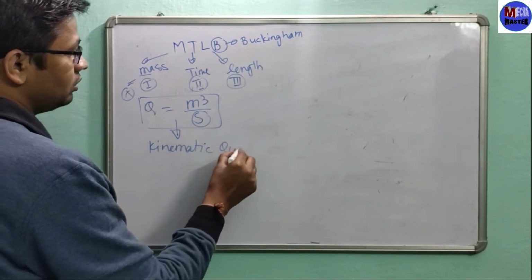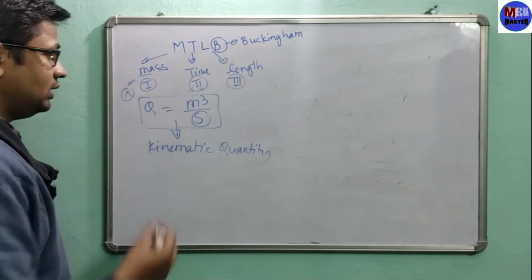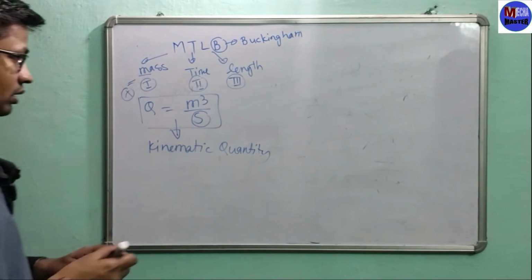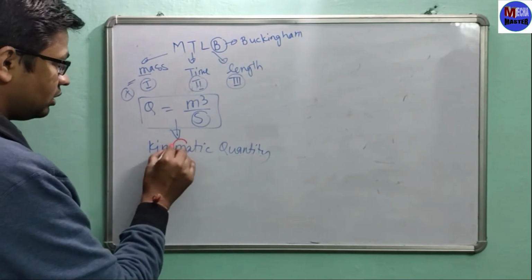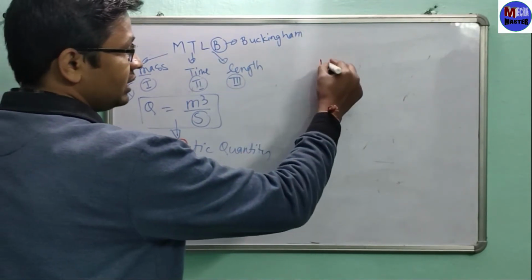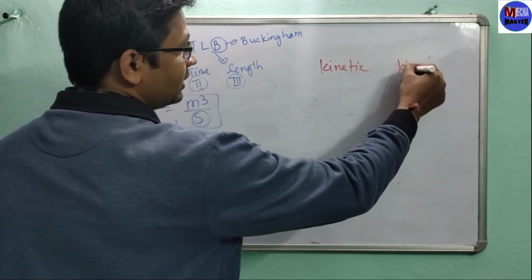Kinematic quantity. How kinematic quantity? There are two types of quantity. The first one is kinetic, and the second one is kinematic.